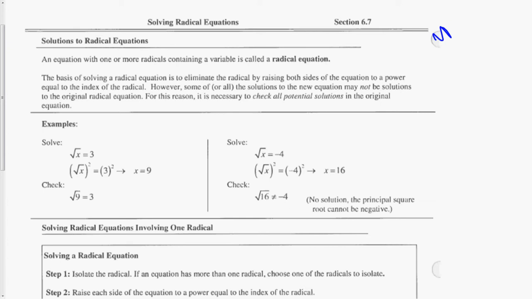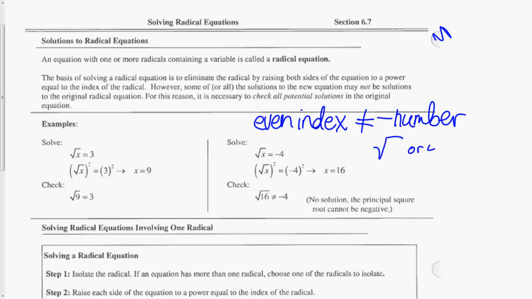All right, today we're going to talk about solving radical equations, and they're pretty easy to solve, but there are some things you're going to have to remember. If you have an even index, you cannot have that equal to a negative number. Those are going to be no solutions if you have an even index. So if you have a square root or a fourth root, and we have it set equal to a negative number, we're going to have to answer no solution.